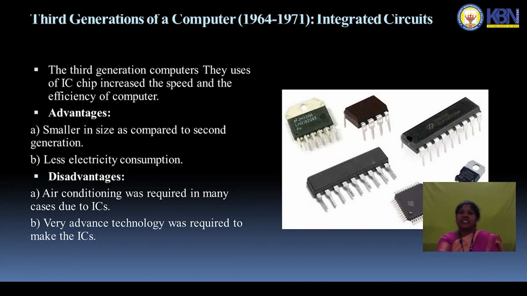See, we have some disadvantages also. In the disadvantages, the third generation also needed air conditioning in many cases due to the IC circuit boards. And see the next one, very advanced technology was required to make the IC. So it is a problematic situation to make good integrated circuits. It is a complexity of making those integrated circuits.